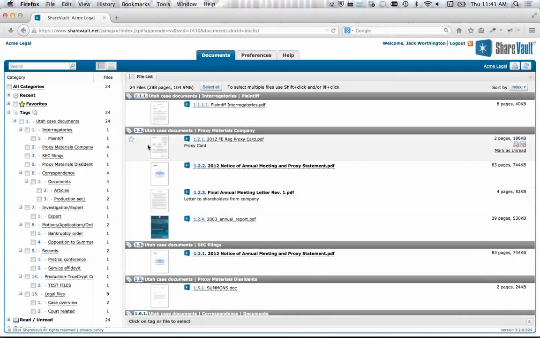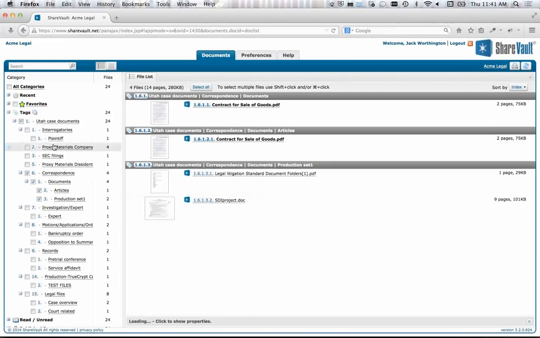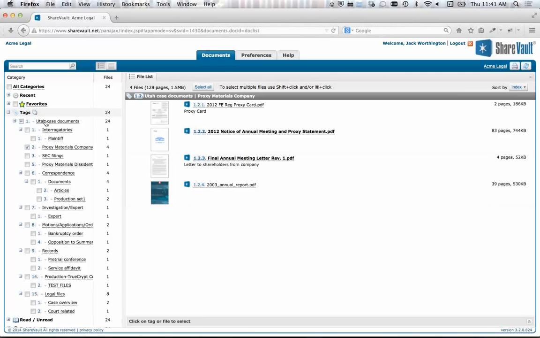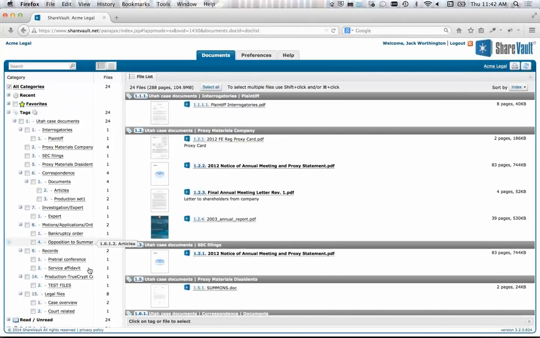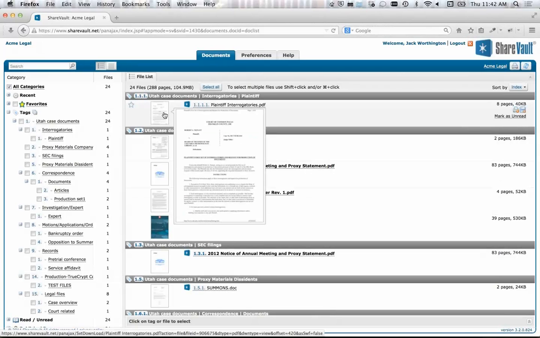These documents are a sampling of some legal documents under review. ShareVault supports large files and considerable volumes of large files extremely well. ShareVault can also handle TrueCrypt files, which are often used in applications such as these. So here we're looking at our user Jack, our fictional user, exploring the documents under review.